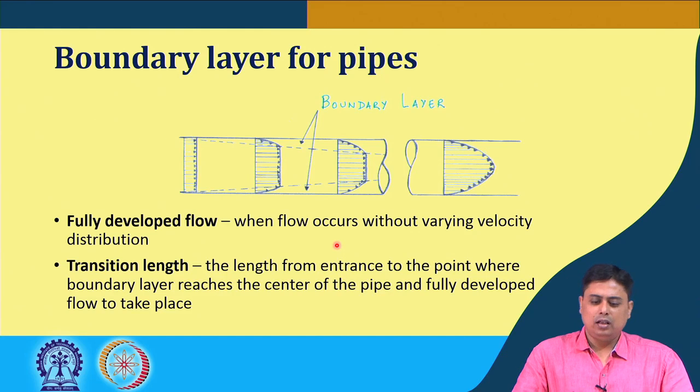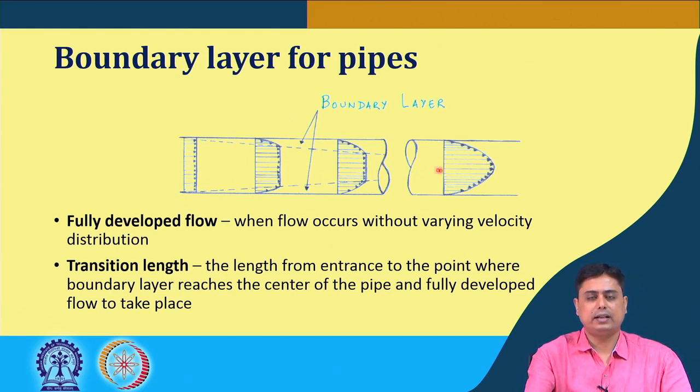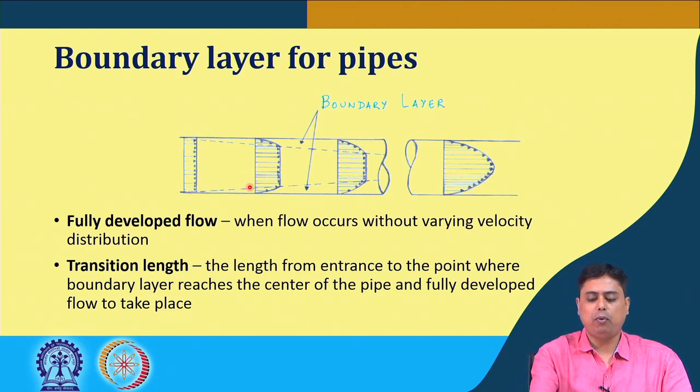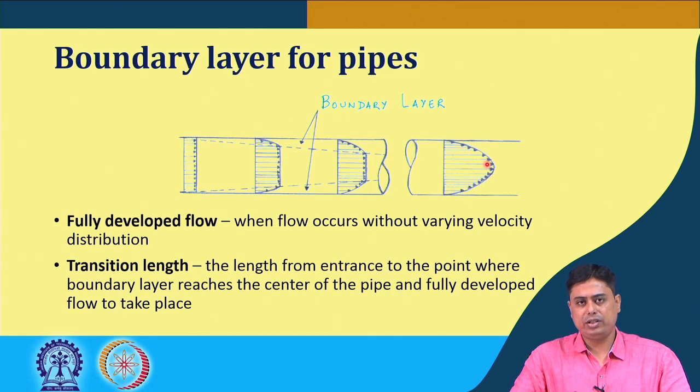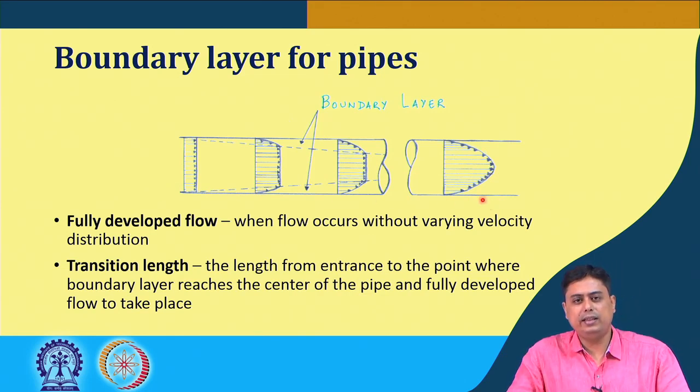Now, quite naturally, as we say that this fully developed flow requires a certain length. So, that length is typically characterized by the transition length: the length from the entrance to the point where the boundary layer reaches the center of the pipe or the conduit, and the fully developed flow takes place. Okay. So, till this distance in a pipe, we call this the transition length. This is the transition length that is required to have the fully developed flow.